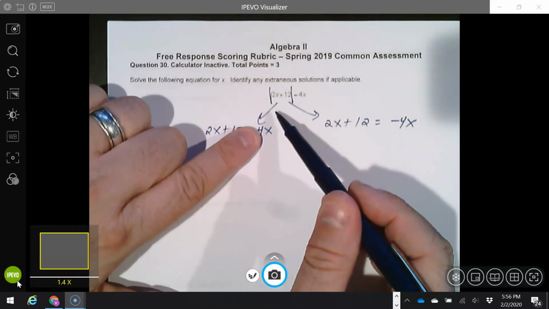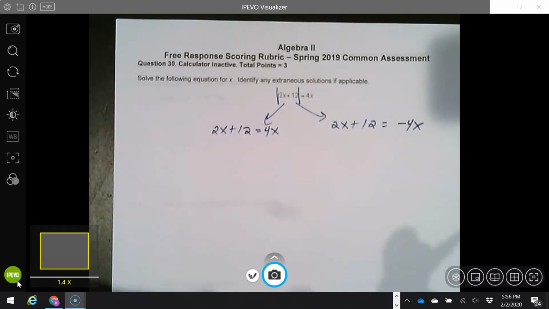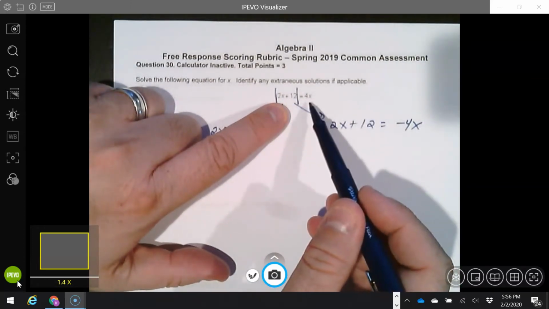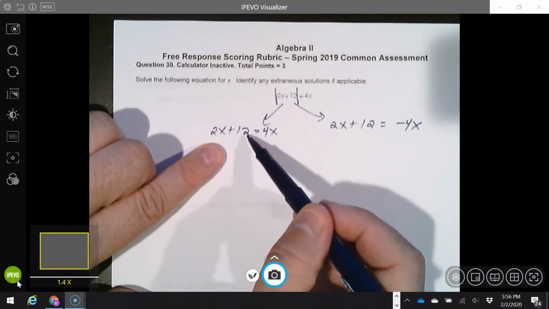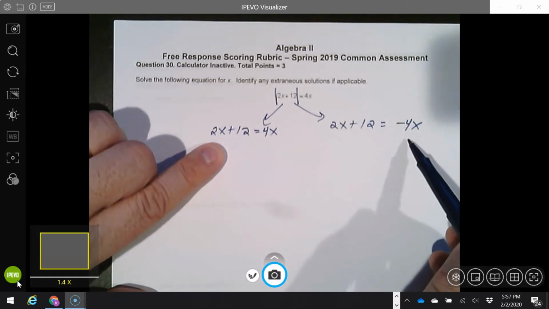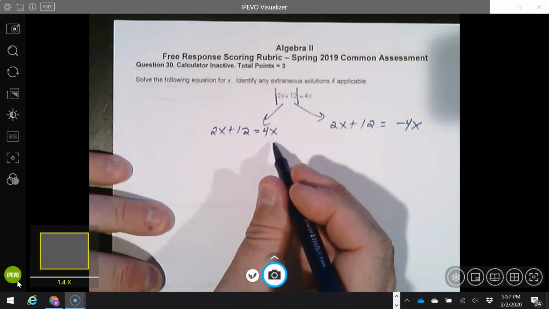Because remember, absolute value bars turn things that are negative into positives. So if we're saying the absolute value of 2x plus 12 equals 4x, then it means that 2x plus 12 without the absolute value bars equals 4x or is equal to negative 4x. Now from here, this is just basic algebra 1 kind of stuff.